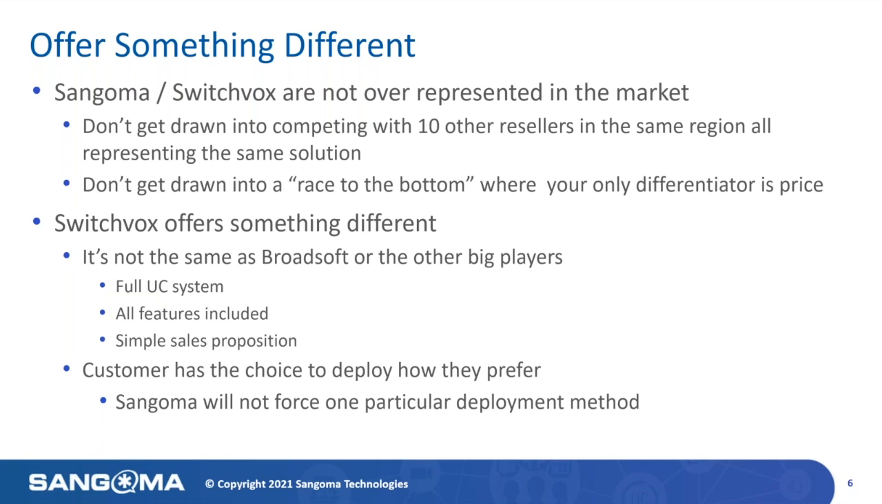So we really want to offer something that's not like Broadsoft or one of the other big players. Again, we offer a full UC system. Every feature is included. It's a very simple sales proposition. And of course, the customer, as per the previous slide, has the choice to deploy how they prefer or how you prefer for the customer. So, for instance, we do a little bit of work with doctor surgeries, and doctor surgeries typically want an on-prem solution. And with a lot of our competitors, you'd either have to go to a different vendor for on-prem versus cloud, or the cloud version is very different from on-prem, whereas for us, it's exactly the same across the board. And my sales team will never force one particular deployment method onto you, right? So we allow complete choice. If you prefer virtualized versus cloud or on-prem versus virtualized, we don't mind. We'll let you make the decision that's right for you and your customer.